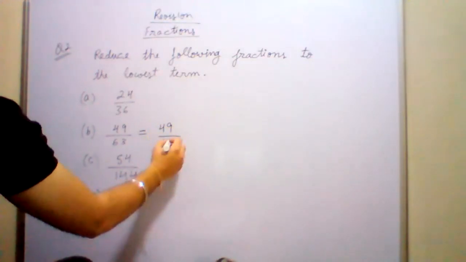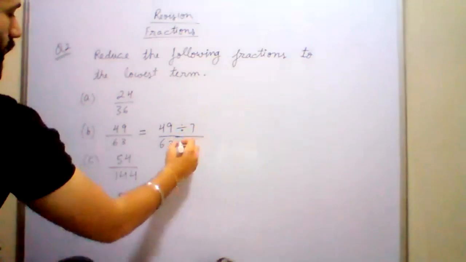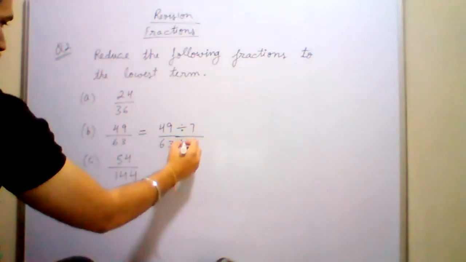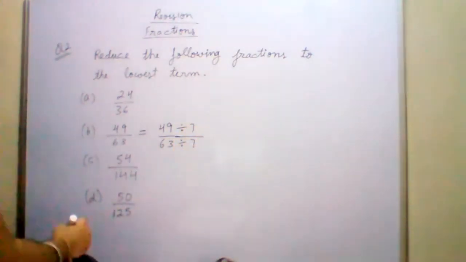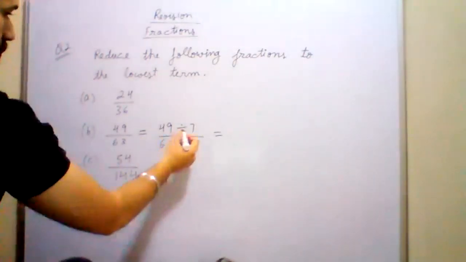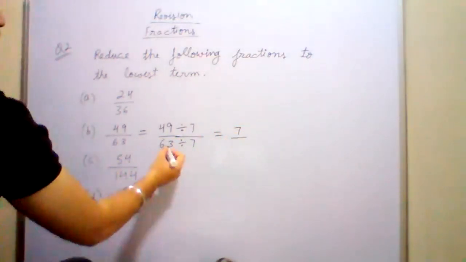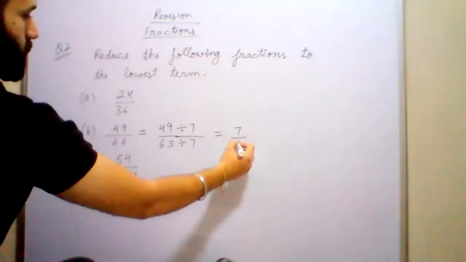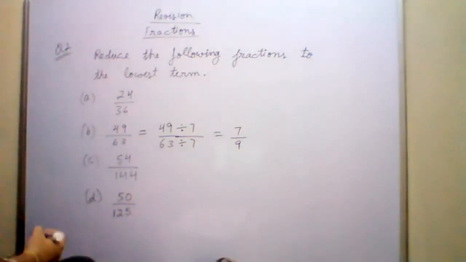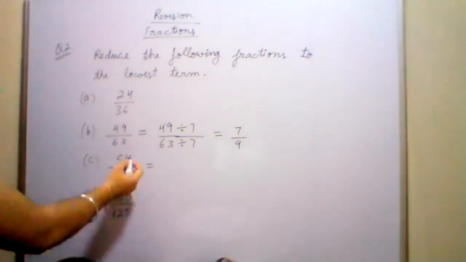49 and 63, the HCF of these two numbers is 7. So you divide the numerator and denominator by 7. 49 divided by 7 is 7 and 63 divided by 7 is 9. So the answer is 7 upon 9. Sir, my answer is correct.